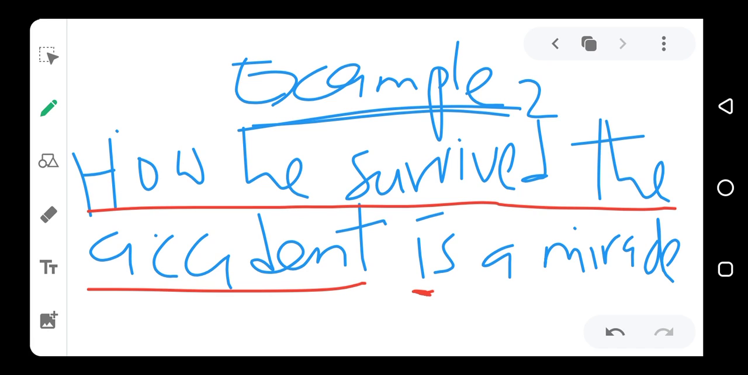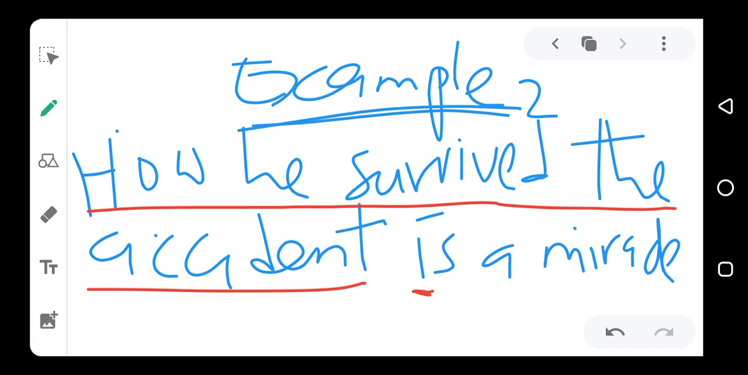Then we now ask ourselves whether it is actually a clause or not. How do we know that it is a clause or not? It is a clause when it contains a subject and a verb. He survived. He is a subject and survived is a verb. Therefore, it is really a clause. So, having this how and coming immediately before a verb, this shows that it is a noun clause.